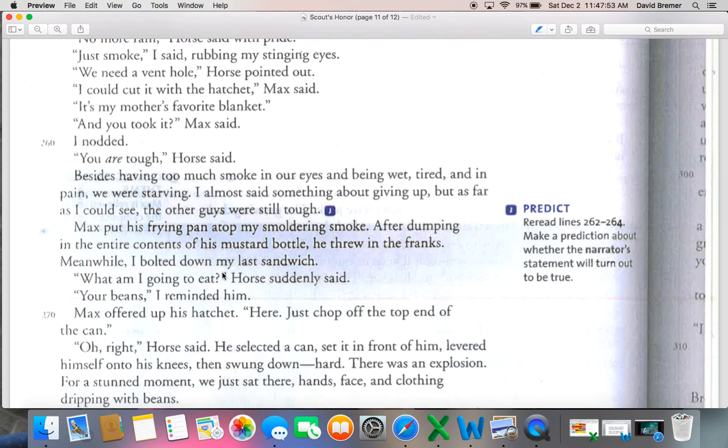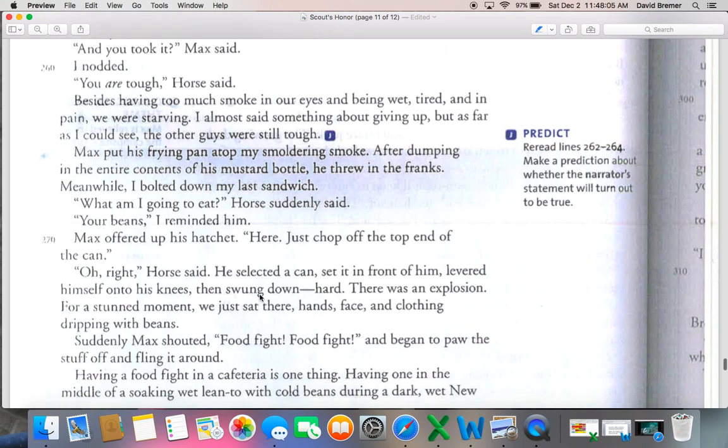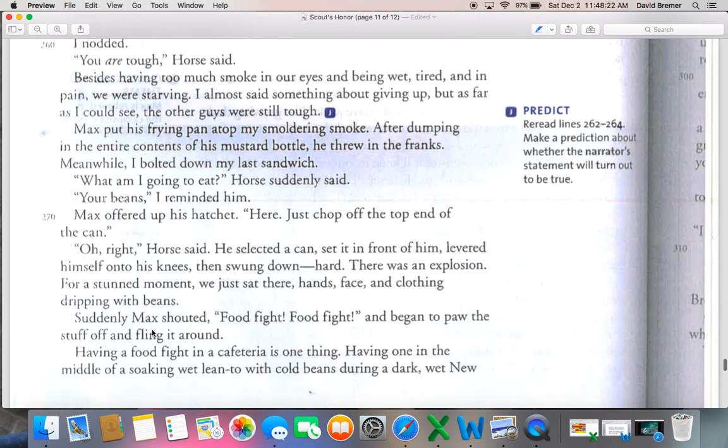Meanwhile, I bolted down my last sandwich. "What am I going to eat?" Horace suddenly said. "Your beans," I reminded him. Max offered up his hatchet. "Here, just chop off the top end of the can." "Oh, right," Horace said. He selected a can and set it in front of him, levered himself onto his knees, and then swung down hard. There was an explosion. For a stunned moment, we just sat there, hands, face, and clothing dripping in beans.